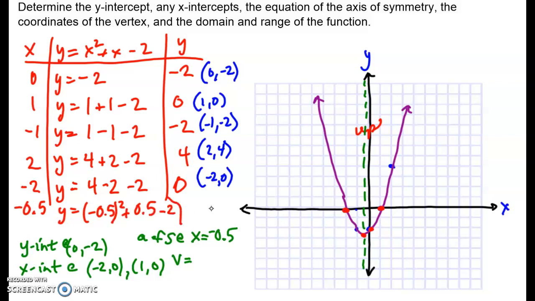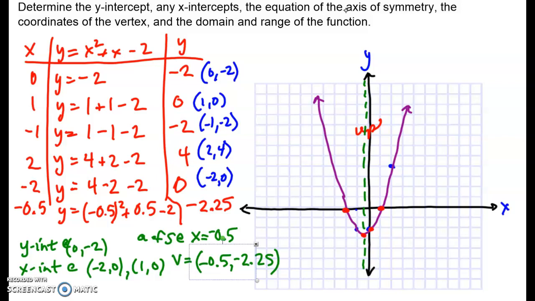Okay, we do that on our calculators and we get -2.25. So the vertex, that's the y coordinate of that spot. The vertex happens at -0.5, -2.25. Okay, and that's that.